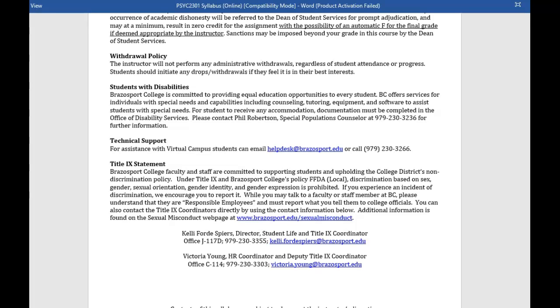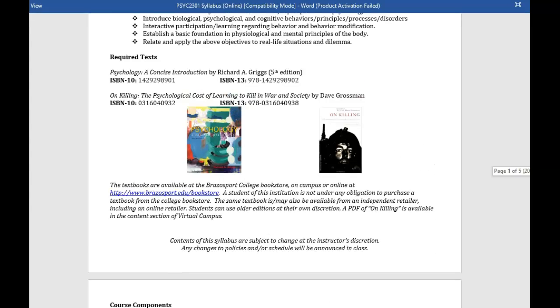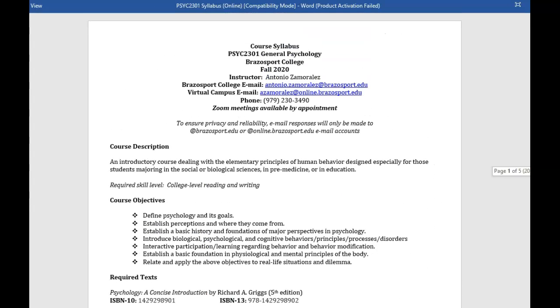The Title IX statement is also attached. It basically states that we as faculty and staff at the college are committed to providing students with a safe space, and we will essentially make sure that students are not discriminated against. If students wish to file a report of discrimination, the contact information is provided for them there. So that summarizes the syllabus for the course. The writing assignments are attached, but I will be addressing those in separate videos. If you have any questions, my contact information is provided here.